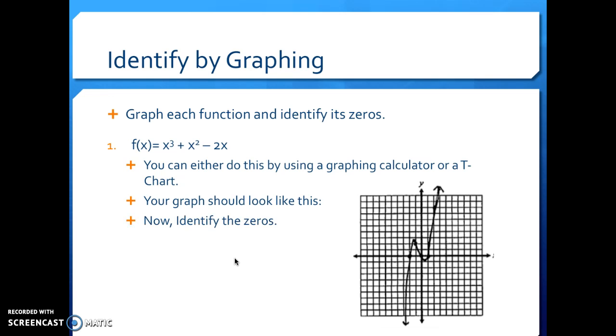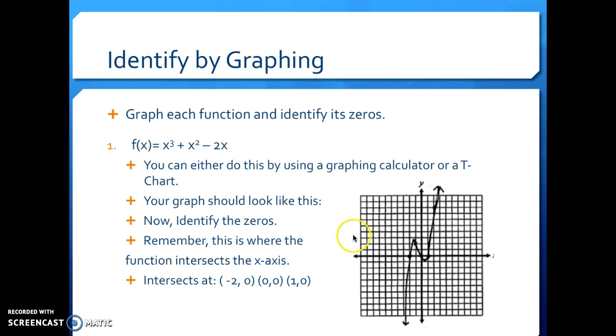And now we want to identify the zeros. Remember that the zeros are the points at which the function or the line intersects the x-axis. So it intersects right here, and right here. The first point it intersects is at -2, where x equals -2 and 0. The second point is at the origin, or 0, 0. And the last point is at +1 and 0.